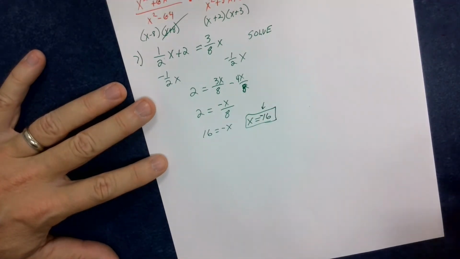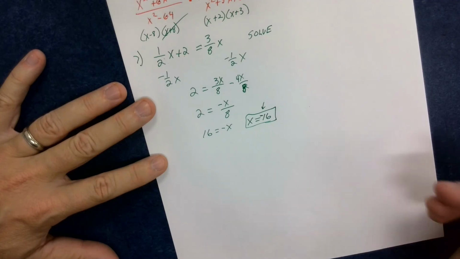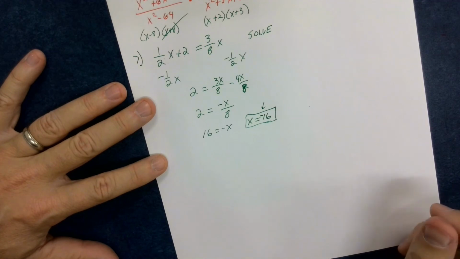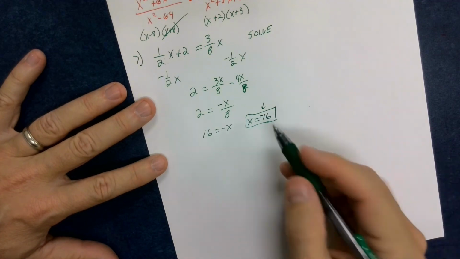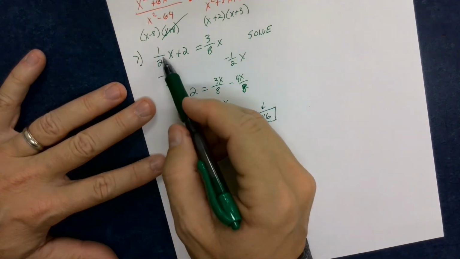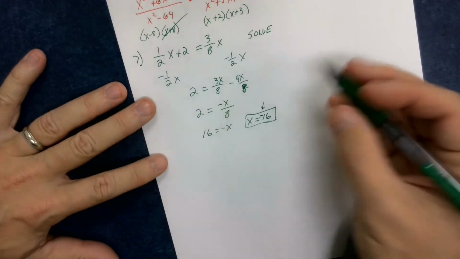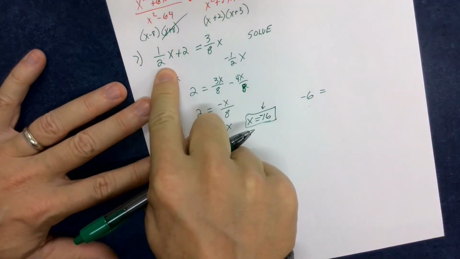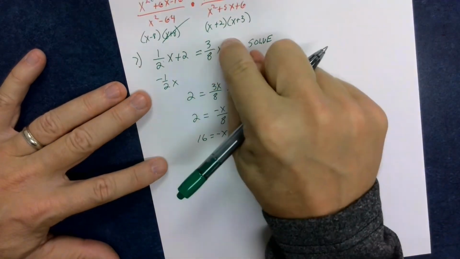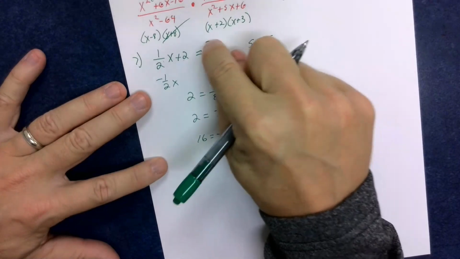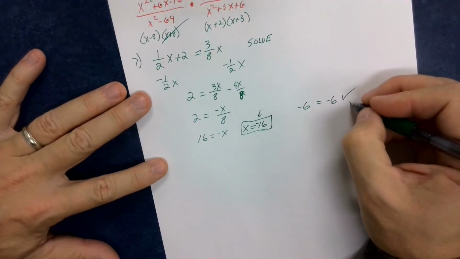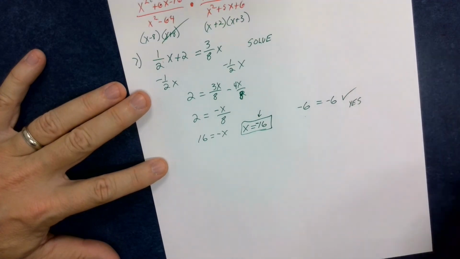So sometimes I'm going to do that specifically because I want you to be precise, right? Over on my board, ATD, attention to detail. So let's try it now with a negative 16. So 1/2 of negative 16 is negative 8. Negative 8 plus 2 is negative 6. So my left side of my equation is negative 6. Now negative 16 divided by 8 is negative 2. Negative 2 times 3 is negative 6. Check mark. Yes. It made sense.